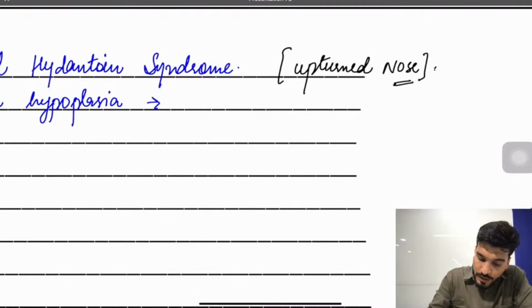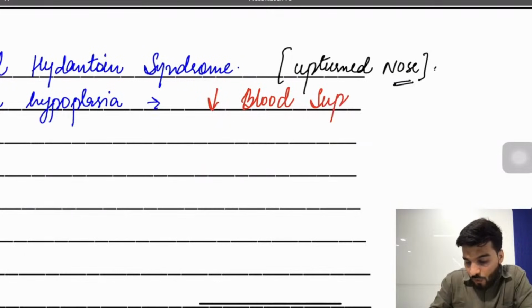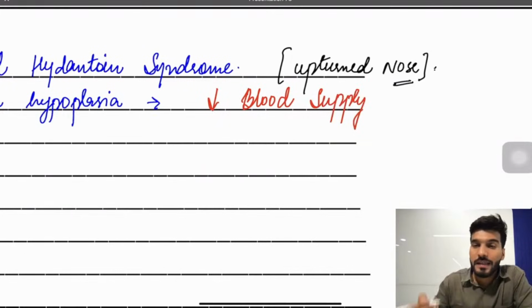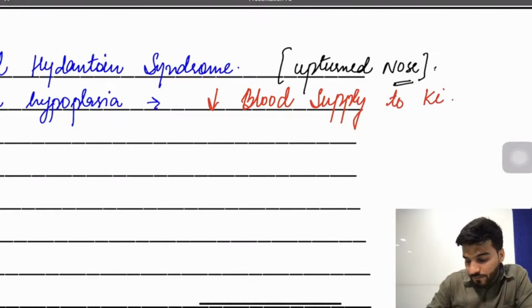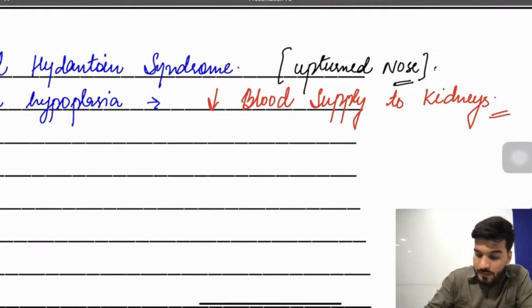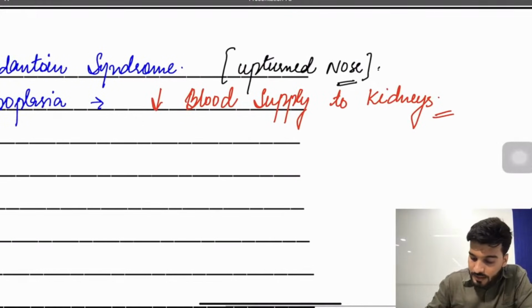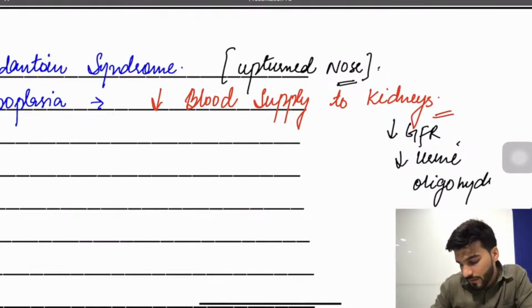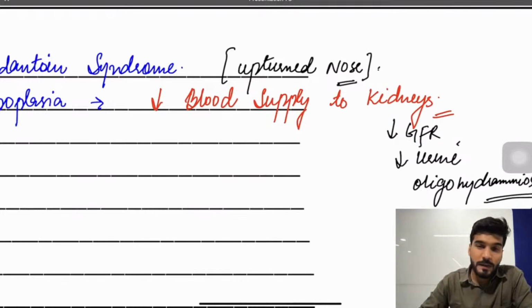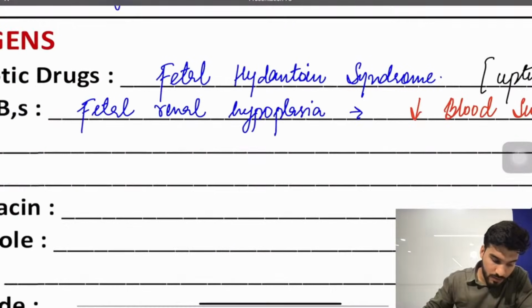So what is fetal renal hypoplasia? What is happening because of it? There is decreased blood supply to the kidneys, and then correlate. It's a rapid revision. We cannot go into everything in detail, but whatever is possible to crack the question, I'm delivering everything related to that. So decreased blood supply to kidneys, GFR is decreased, urine is decreased, and the patient is having oligohydramnios. Is that clear? Yes.